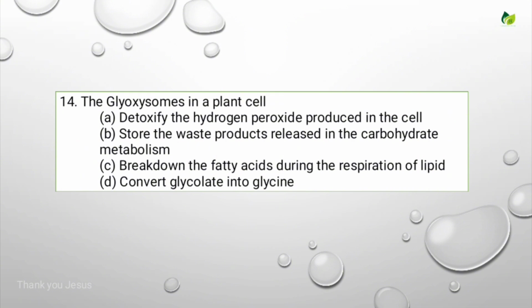Let's see the next question. Glycosomes in a plant cell. Options are detoxify the hydrogen peroxide produced in the cell, store the waste products released in carbohydrate metabolism, break down the fatty acids during the replication of lipid, convert the glycolate into glycine.